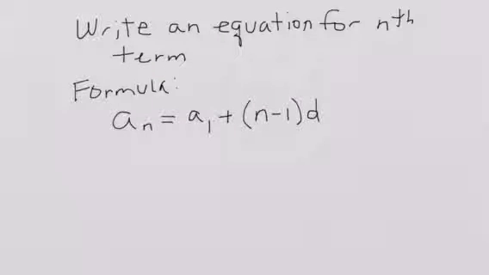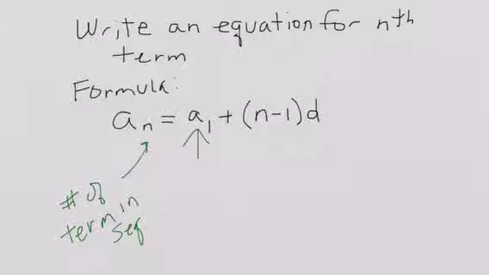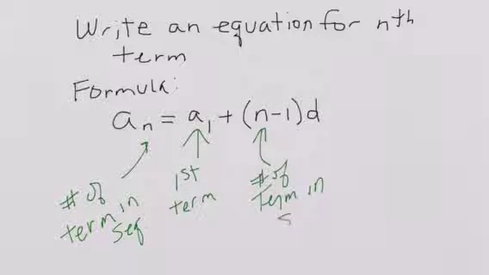Now what we're going to do is start using our equation to generate an equation that will help us find whichever term we want in a sequence. So n stands for the number of the term that you're looking for in the sequence. A1 is going to be your first term. N, again, is the number of the term in the sequence, so it's the same as the first n in the equation. And then D is our common difference.